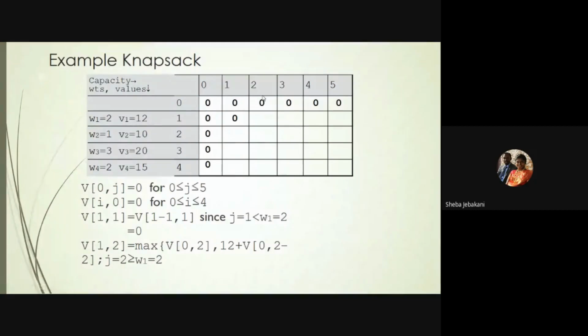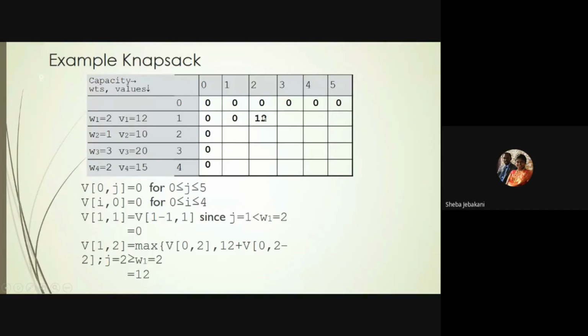choose this particular value. Yes, so between V of I minus 1 comma 2, that is this position, that is 0, and this particular position wherein I am choosing this object, so I'll get profit of 12 plus the previous value. 2 minus 2 is 0, so 0 comma 0. What is the value of profit plus this value? If I add, I'll get the value as 12. So that is the value I'll be adding in the table.